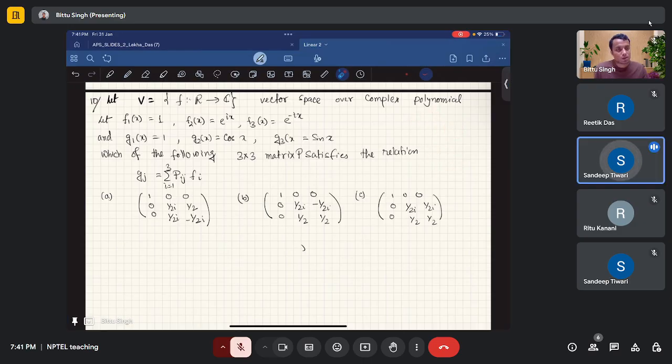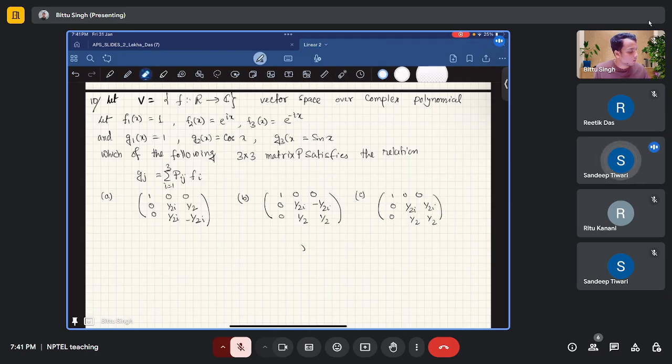Sir, over this, complex polynomial, sir, this should be complex number. What is the field? Sir, you have written complex. Complex number. Sorry, a small mistake.